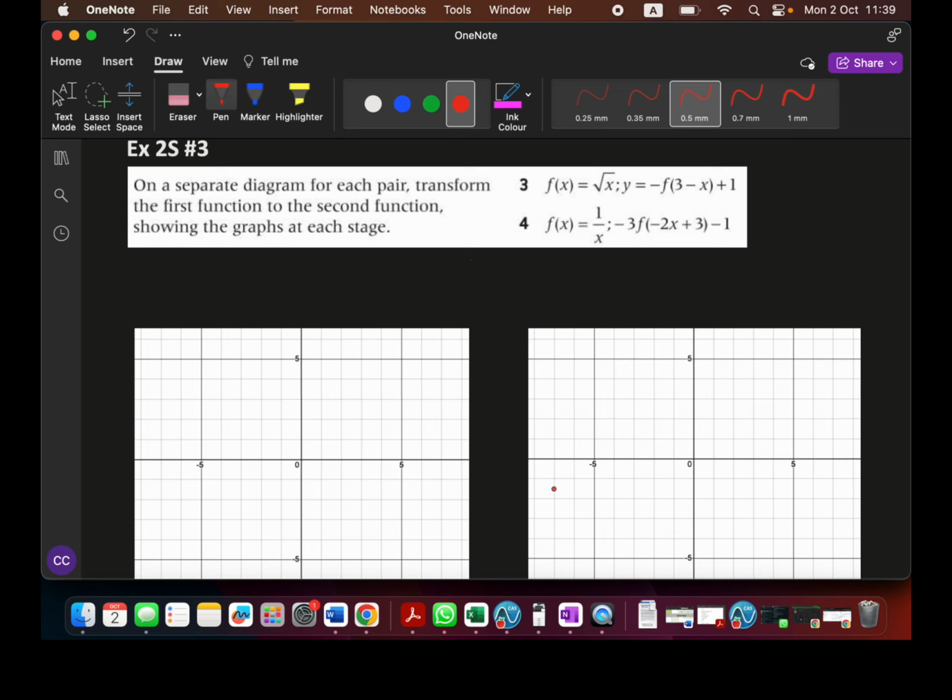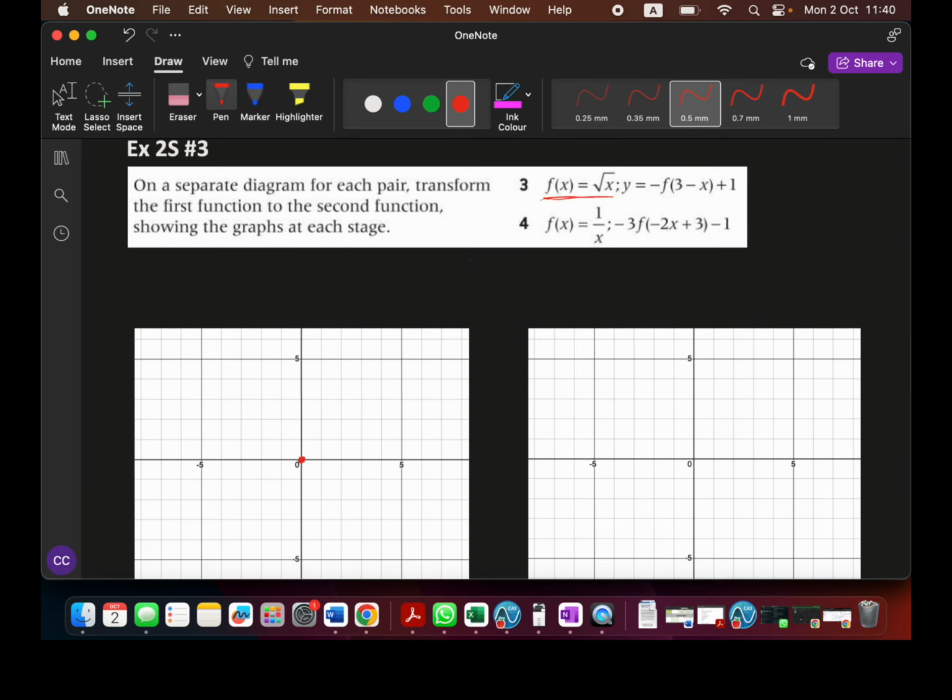Okay, this question is from exercise 2S and it's number 3. It's dealing with transformations of radical functions. So on a separate diagram for each pair, transform the first function to the second function, show the graphs at each stage. All right, so to start, I just want to throw in what my first function would look like.